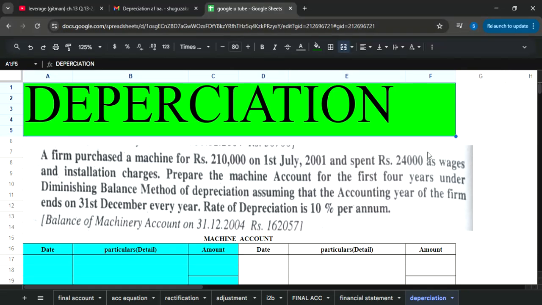Hey guys, hopefully everyone is doing well. Today's target is to solve question number 2. The chapter which we are related with is depreciation.